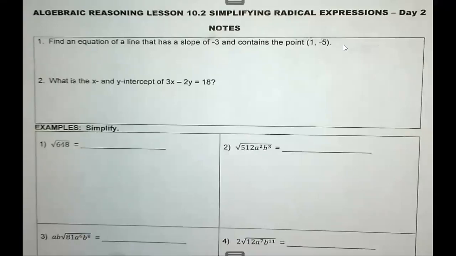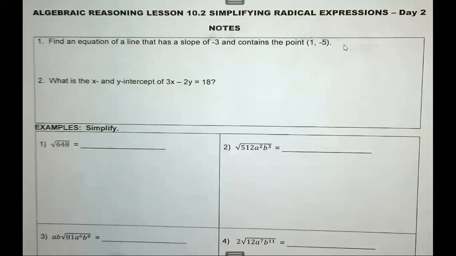Okay, for our 10.2 notes, Simplifying Radical Expressions Day 2, we have a couple of review questions to start with from way back when about our slope, x-intercepts, and y-intercepts. On number 1, it tells us to find an equation of a line that has a slope of -3 and contains the point (1, -5).